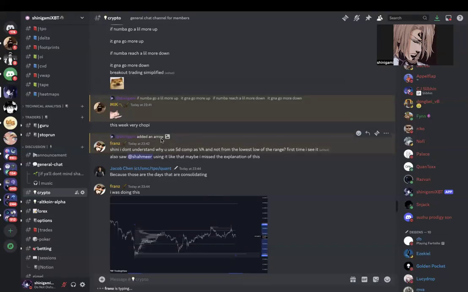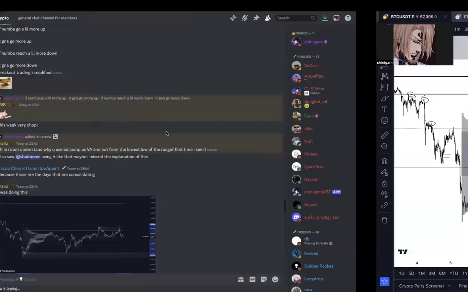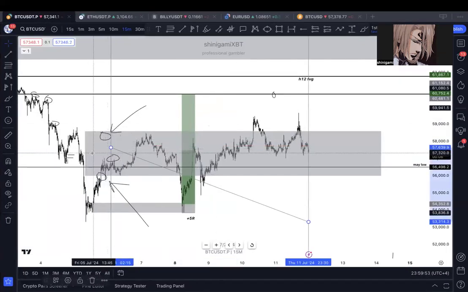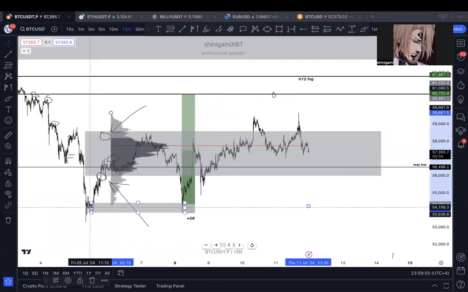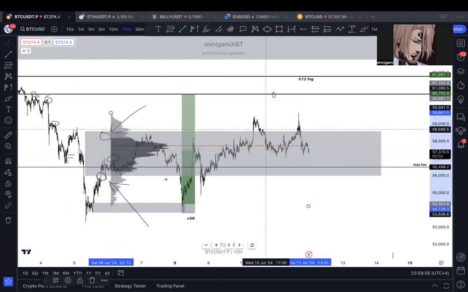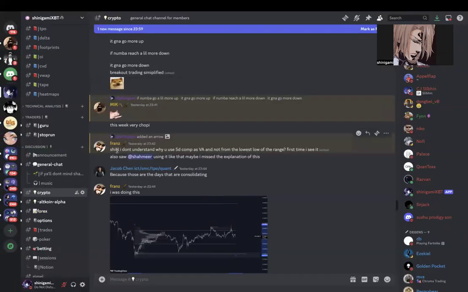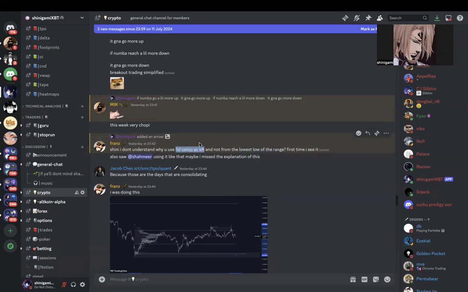All right, so there is a good example of why I have based my volume profile from this structure and why not from the low, which would mark the entire low for this entire range. And that's basically the question that Franz asked me: why not use the volume profile from the low of the range, and why use a 5D composite of the value area instead?